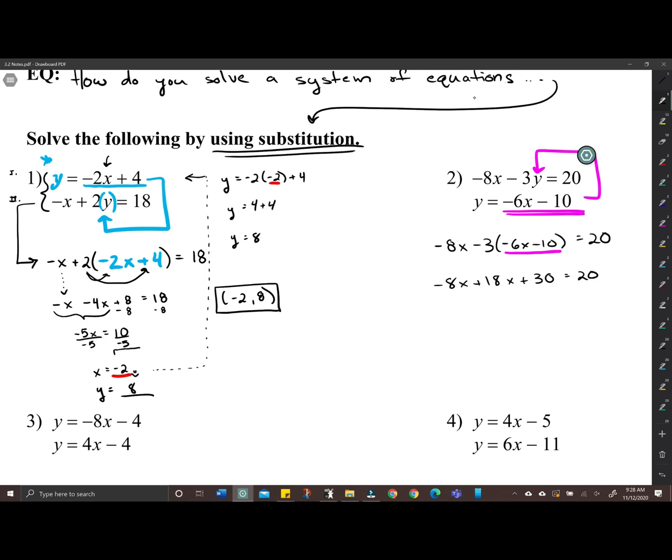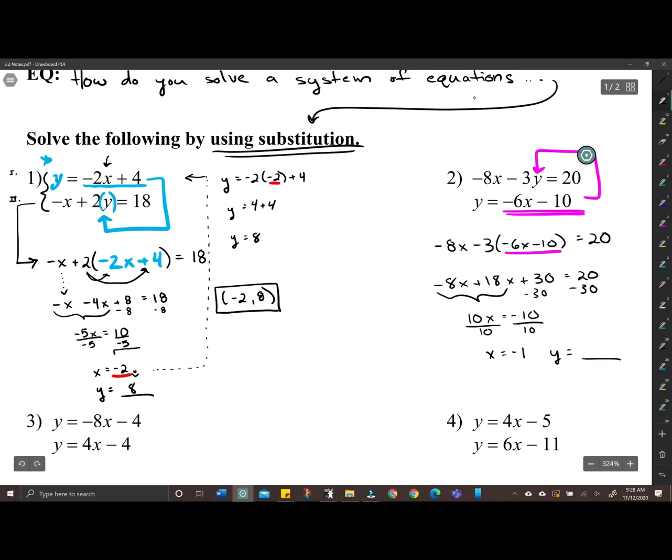Combine like terms, you always have to do that. Negative 8 and 18 is 10. Subtract the 30, so that's negative 10. And divide by 10, and negative 10 over 10 is negative 1. Now, what do we do from here? We're not done yet. We still need to find y.